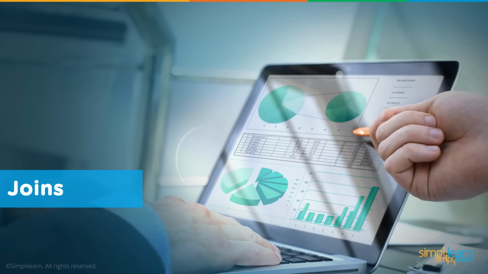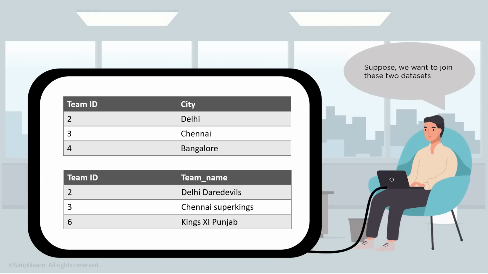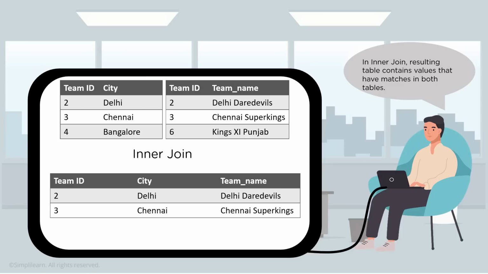Next, we'll talk about joins. We will make use of joins when we have multiple data sets to work with. Suppose we want to join these two data sets, one of which has a team ID and what city that team is in. The other one has a team ID and tells you the name of the team. There are 4 ways to join data sets. An inner join, the resulting table contains values that have matches in both tables.